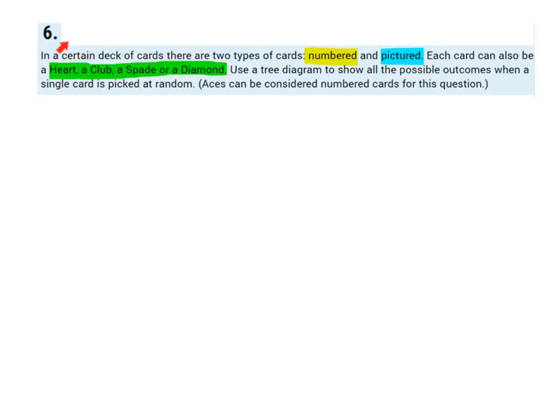Question 6. In a certain deck of cards, there are 2 types of cards, numbered or pictured. Each card can also be a heart, a club, a spade, or a diamond. Use a tree diagram to show all the possible outcomes when a single card is picked at random. Aces can be considered numbered cards for this question.